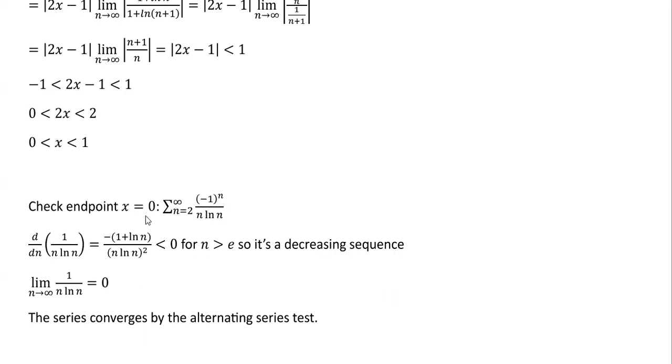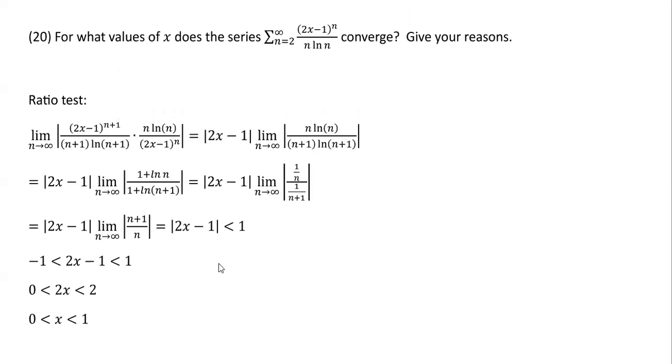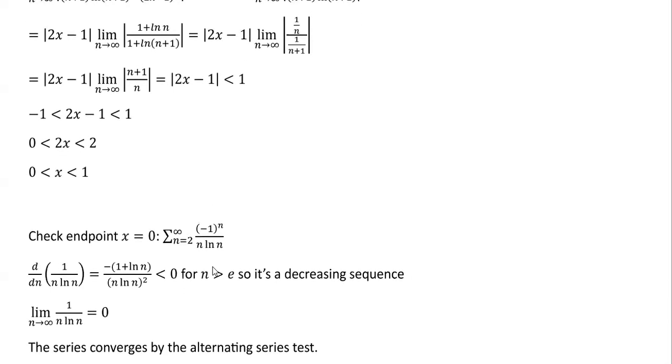So we check x equals 0. We plug in x equals 0 into the original series. We would get minus 1 to the n over n ln of n. So does this converge? Does this diverge? Well, we can use the alternating series test. The big clue was the changing sign, hopefully. We've got to prove that it's a decreasing sequence first. So we can take the derivative and we see that it's negative for n greater than e. So it's a decreasing sequence. I don't think you have to really show more than that, in my opinion. So this should be good enough.